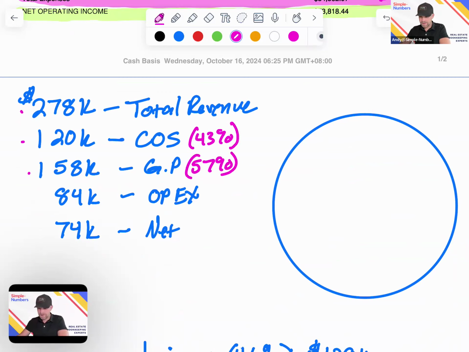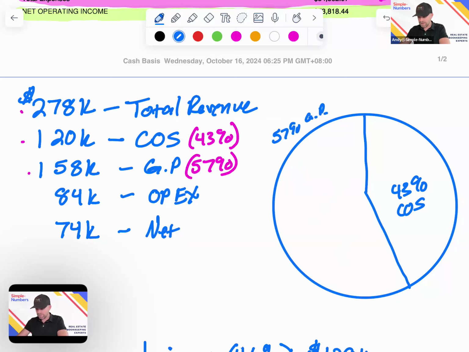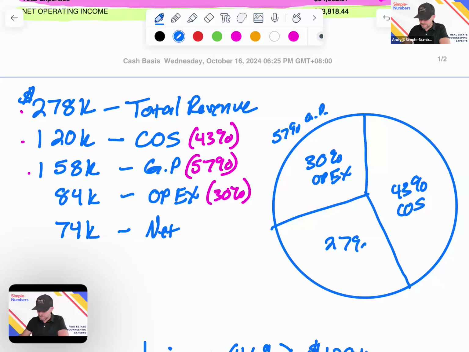Okay, so right off the bat, we can see how that's broken down. 43% went out in cost of sale. So that means all of the rest of this was the 57% in gross profit. Then we had to pay the bills. And so our operating expenses was 30%. And then we had 27% left in net profit. And so that is how this P&L broke down.